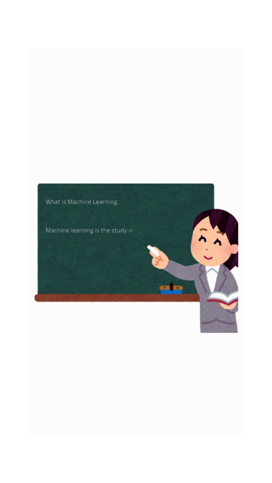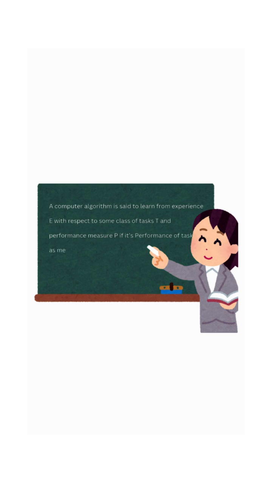What is machine learning? Machine learning is the study of computer algorithms that learn and build models from data. These models can be used for prediction, decision-making or solving tasks. A computer algorithm is said to learn from experience E with respect to some class of tasks T and performance measure P if its performance on tasks T, as measured by P, improves with experience E.